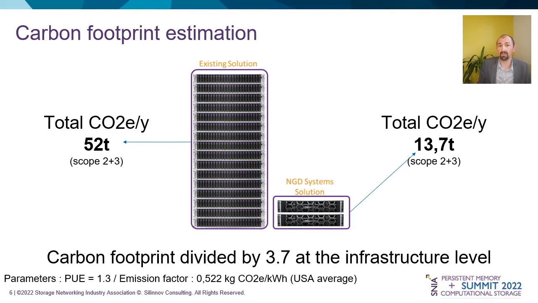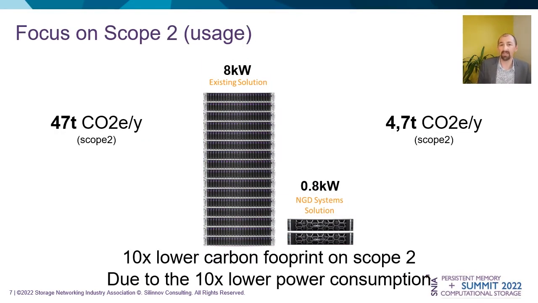Let's now go into a more detailed analysis with the values corresponding to the Scope 2 and Scope 3. Regarding the Scope 2, as explained at the beginning of this talk, it is quite easy to estimate since it is directly linked to the power consumption. And you see that the power is divided by 10, so the Scope 2 is also divided by 10. Thinking that the carbon footprint is divided by 10 is wrong. Let's now have a look at the Scope 3 to understand why.